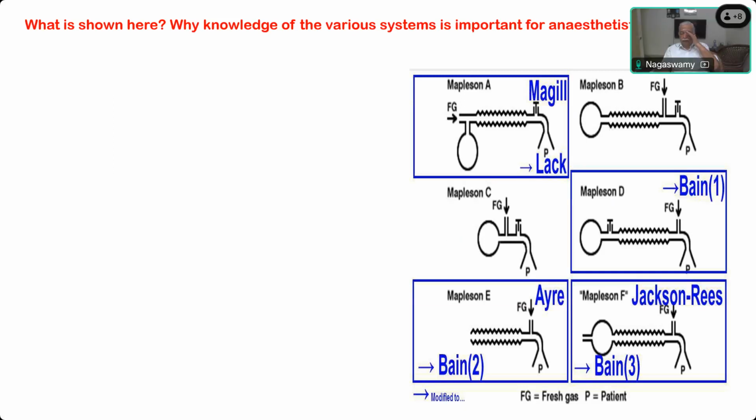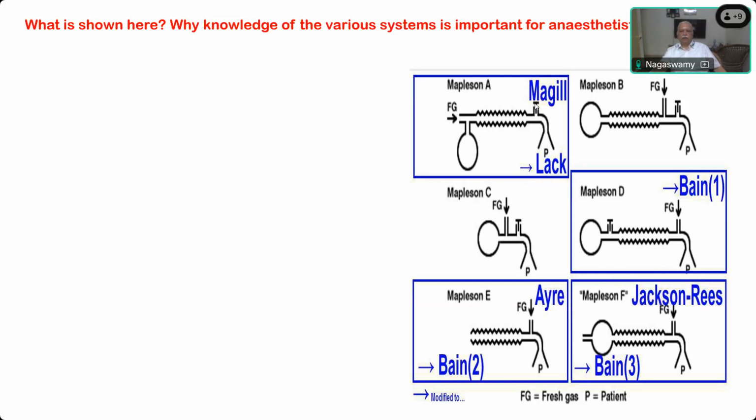Professor Mapleson classified the semi-closed breathing systems into what categories? Did he describe all the 6, A, B, C, D, E, F, the very first time, or did he stop with something and then later on something was added? Sir, F was added later on. Yes, very good. So only A, B, C, D and E were described by Mapleson. And when Jackson Rees made a modification of the T-piece, it was called Mapleson F or Jackson Rees circuit.